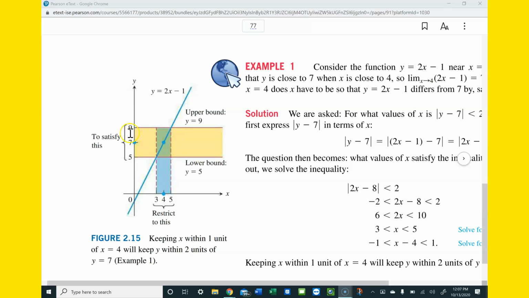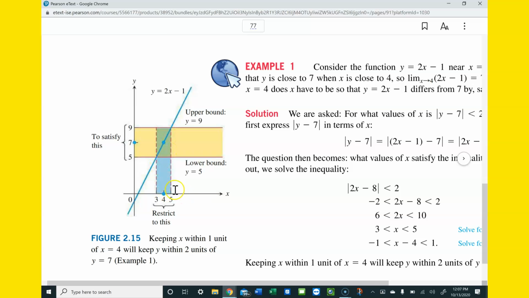Here's a graphical picture of that. Y being within 2 units of the value 7 would mean it could be between 5 and 9. So here's that picture, between these two red lines, this yellow region. And we can see graphically, here are the 2 endpoints of that region along this line, so that if we want y to be within 2 units of the value 7, x is going to need to be between 3 and 5.